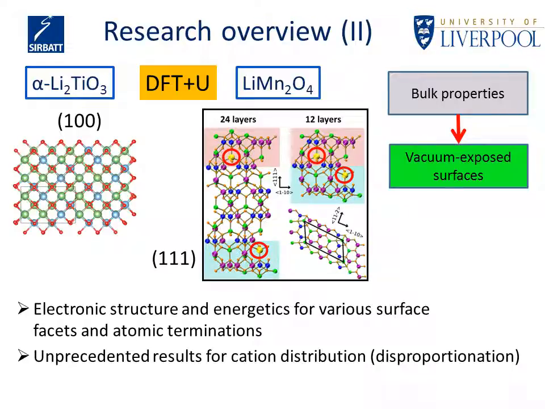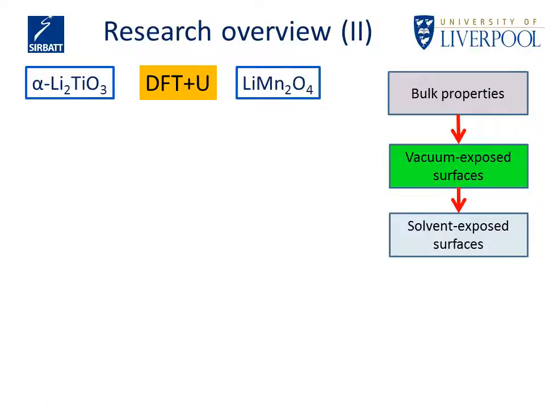From the distribution of manganese cations within the lowest energy surface of lithium manganese oxide, we could obtain unprecedented results of the disproportionation reaction, which is believed to be the reason behind the degradation of the material. We finally computed the role of defects for the 100 alpha lithium surface. From the research of the vacuum exposed surfaces, we then evaluated the role of the solvent.